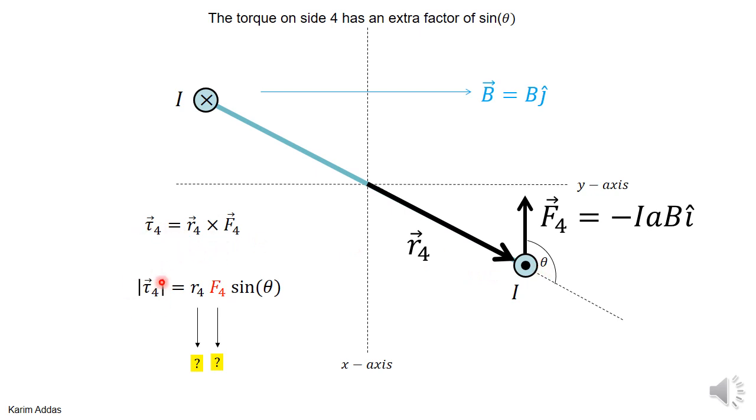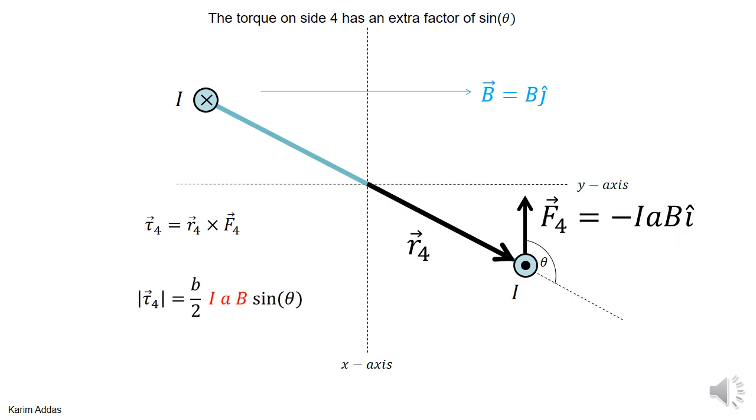The magnitude of the torque is R4 F4 sine of the angle between them. R4 is this distance, and this distance is just b over 2. And F4 is IAB, the magnitude. You can put those values there.